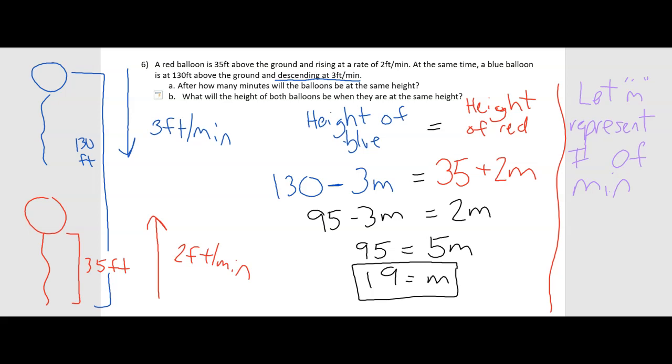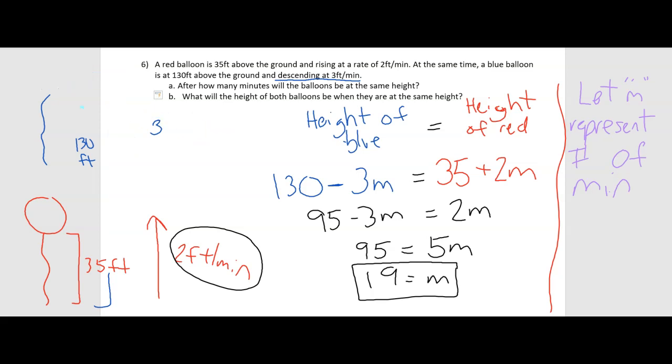The red balloon will have traveled up, the blue balloon will have traveled down, and they will meet somewhere in the middle. That's not the only question they're asking us, though, right? They're also asking us, what will the height of both balloons be when they are at the same height? Well, to figure that out, we can either choose the red or the blue balloon. Let's choose the red. I'm going to have to get rid of some of this work just because I don't want to have to scroll down and you not be able to see the problem. So I'm going to erase our picture, but you will still have it on your page to reference.